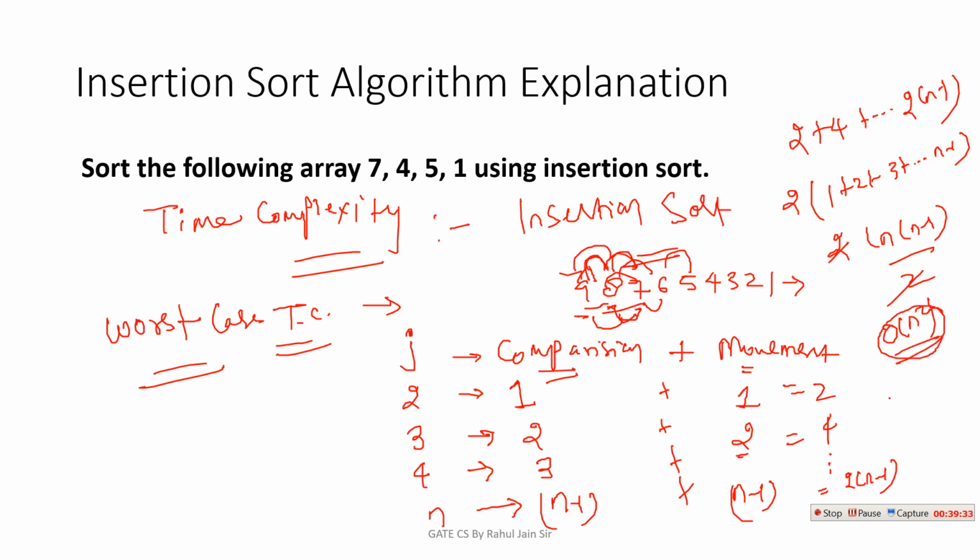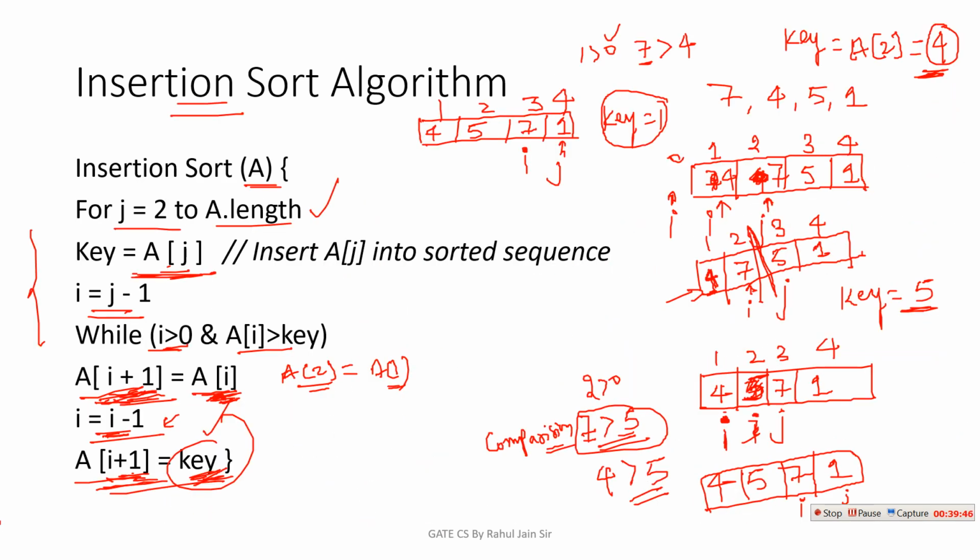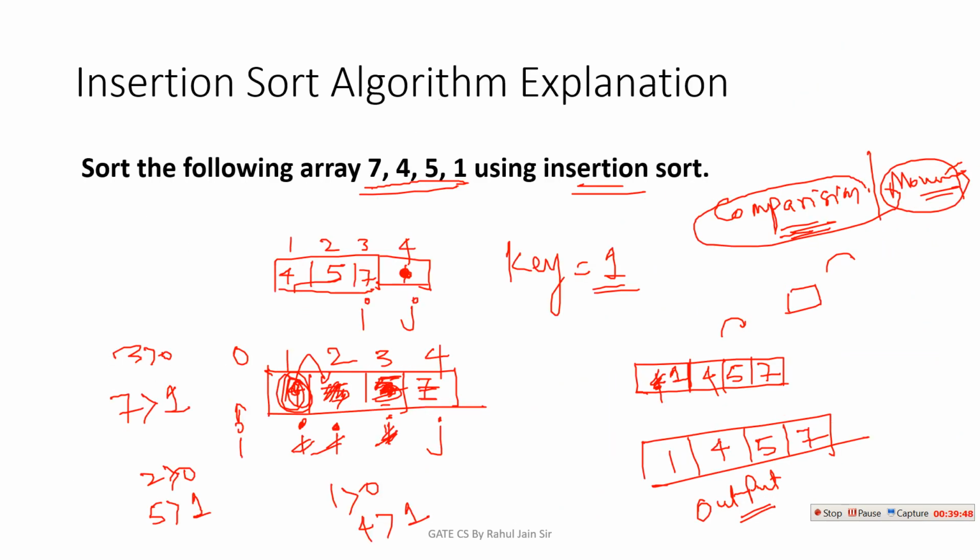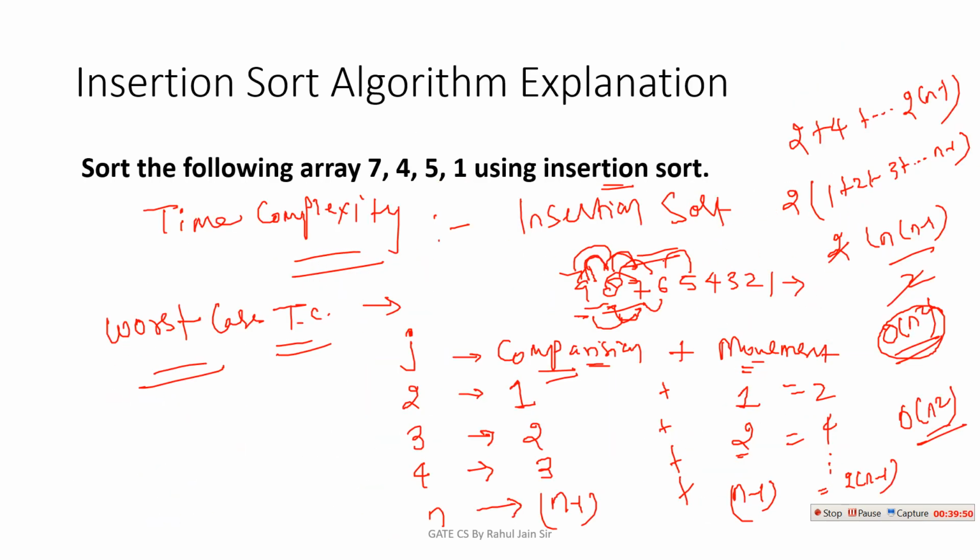In the worst case, order of n square would be the time complexity for insertion sort, because in the worst case every time we need to make a comparison, and every time we need to take a movement, just like here, because this last element would be moved every time up till the last position. So this is the worst case. In the worst case, the time complexity of insertion sort is order of n square.